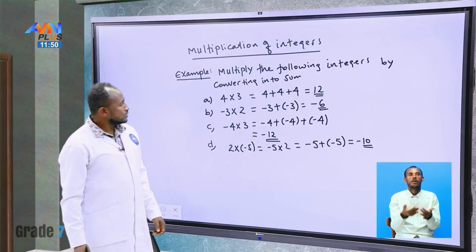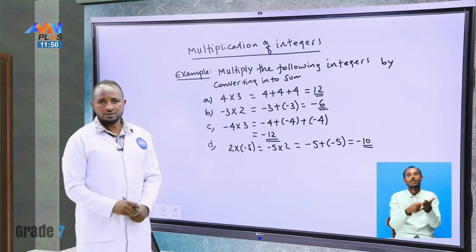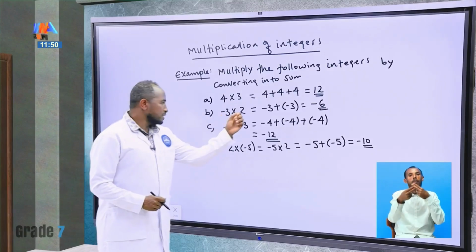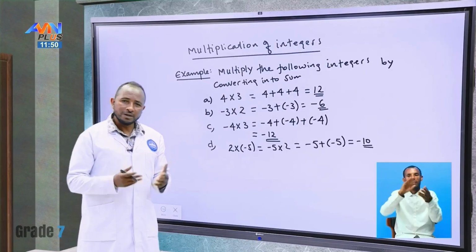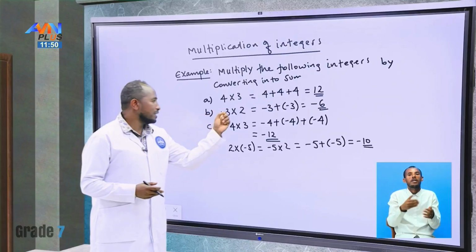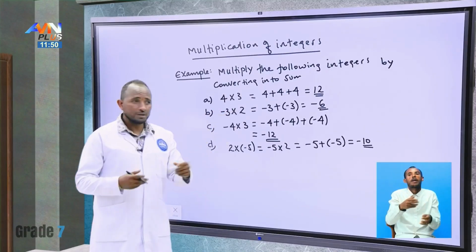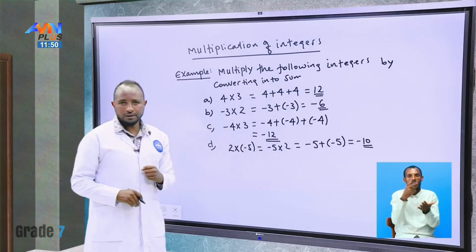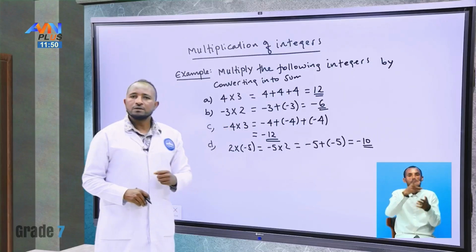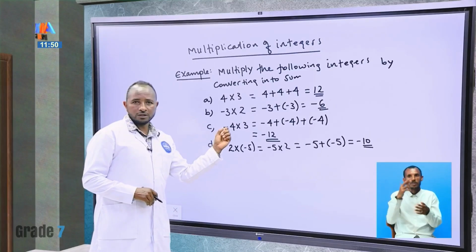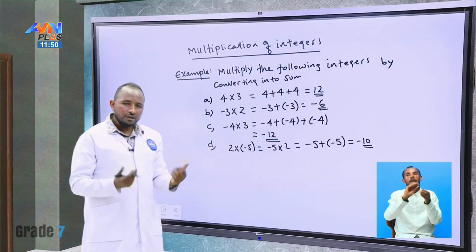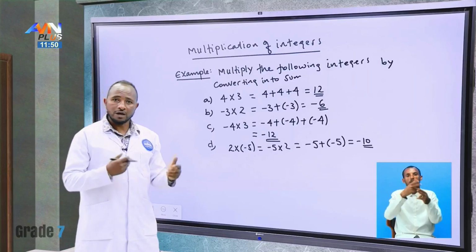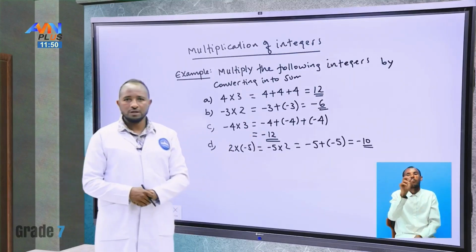Now, let's try to conclude a certain point from this example. When you multiply a positive and a negative number, simply forget the negative sign and multiply the numbers. 3 times 2, you know it is 6, and put the negative sign. Again, look at this one, -4 times +3. In this case, one is positive, the other is a negative number. To find the product, put the negative sign and multiply the numbers 4 and 3. 4 times 3 is 12. Therefore, the answer will be -12.